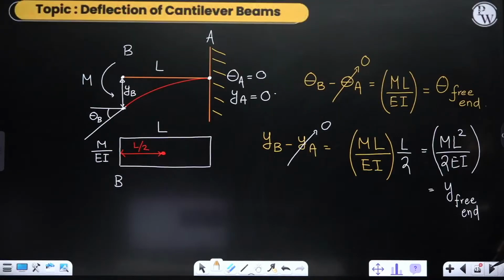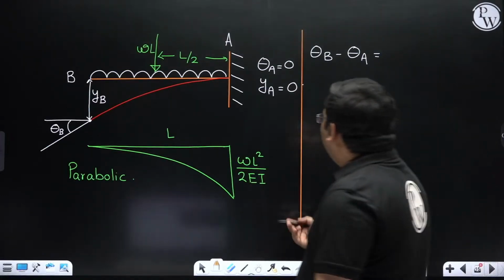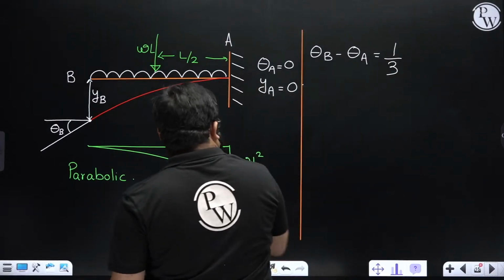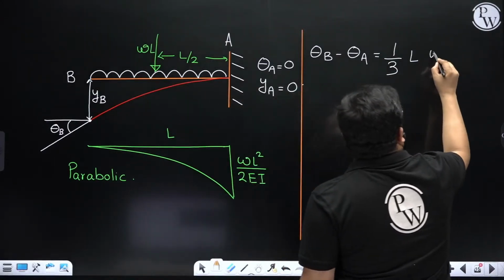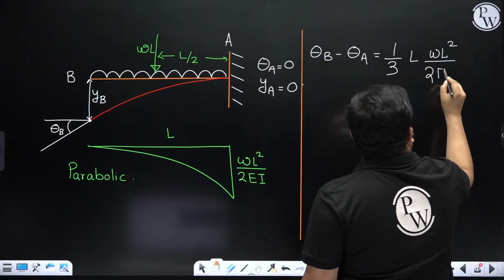It is 1 by 3. Base is how much? L. And then W L square by 2 EI.